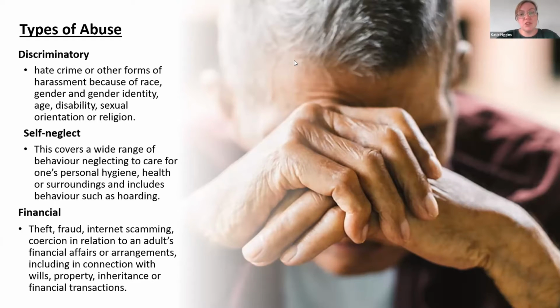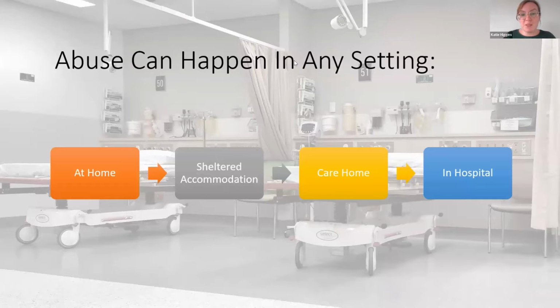It's about supporting that individual to live in their own home if they have capacity and don't want to address the situation. And financial abuse as well, so things like theft, fraud, internet scamming, coercion in relation to an adult's financial affairs or arrangements, including things such as wills, property, inheritance, or financial transactions. So lots of different types of abuse that can happen, but it's really important to be aware that abuse can happen in any setting. So not just in the home environment, it can happen in a care home, a hospital, in sheltered accommodation.